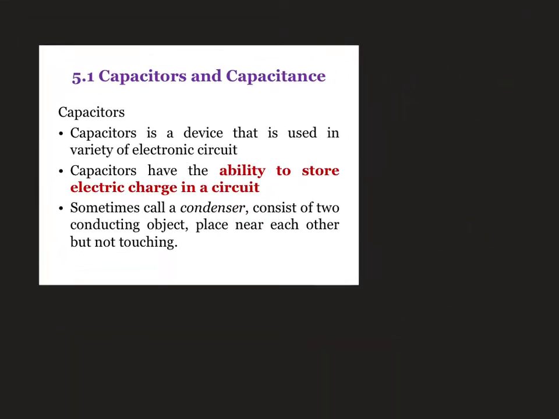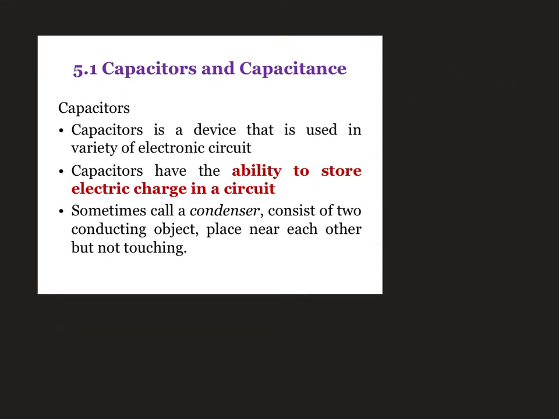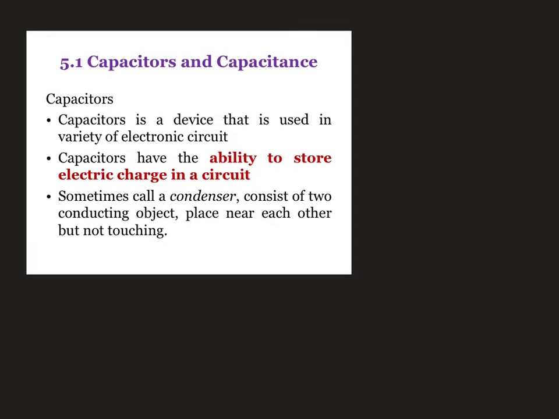Okay, so basically the function of a capacitor is to store electric charge. A capacitor basically consists of two conducting plates, and the reason why it is a conductor is because a conductor has free electrons, which means that the electrons are going to move randomly. So that's the reason why we need to use a conductor.